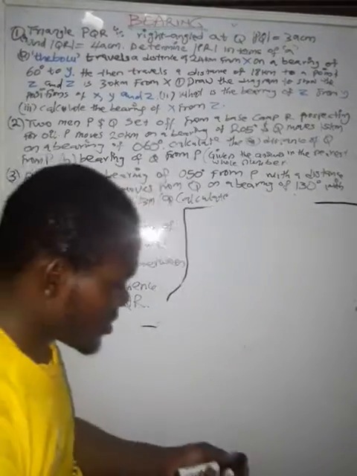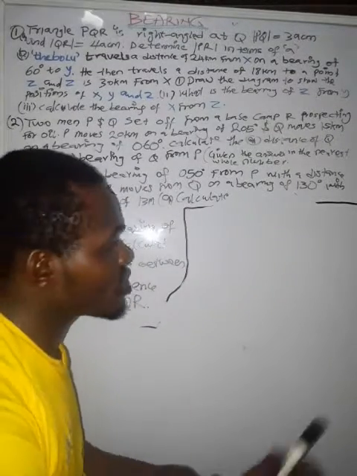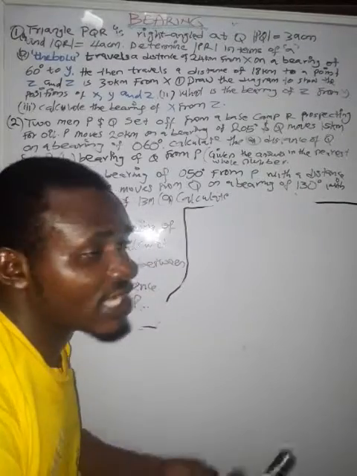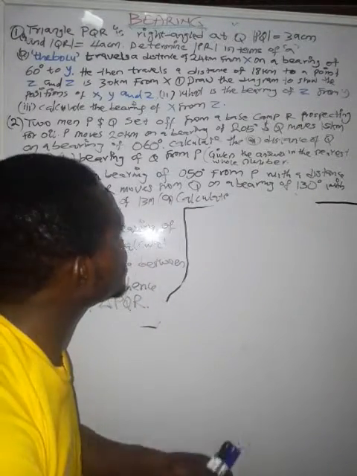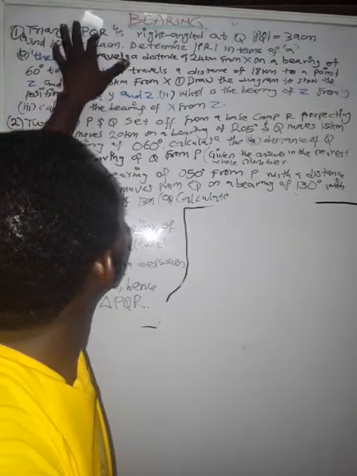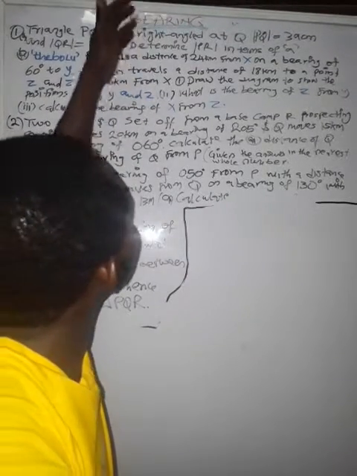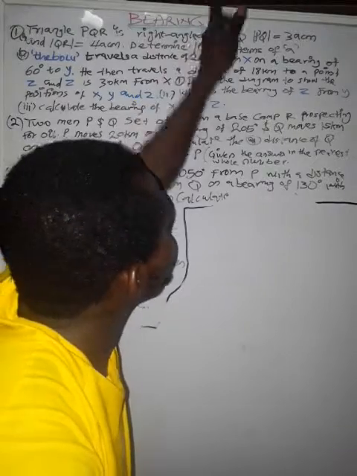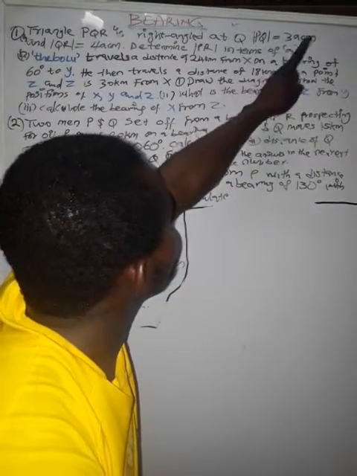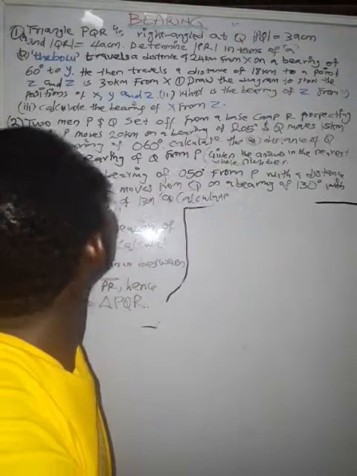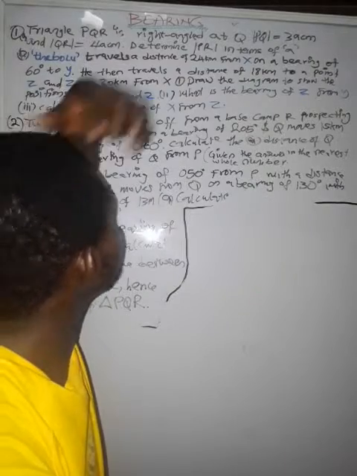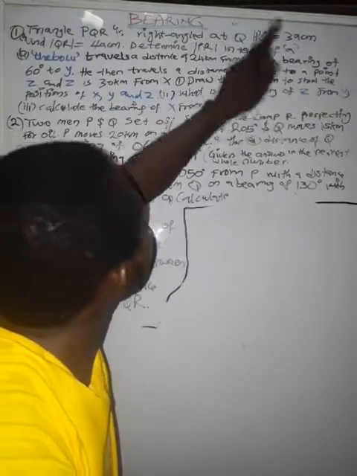So let's now answer question number 1 with what I've explained. But by the time I'm solving it, I will still be explaining so that you'll be able to get it more. Now the first question is this. It said that triangle PQR is right angled at Q. PQ equals 3a centimeter, and QR equals 4a centimeter. Determine line PR in terms of a.